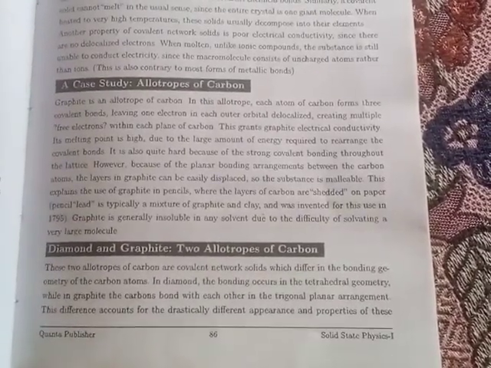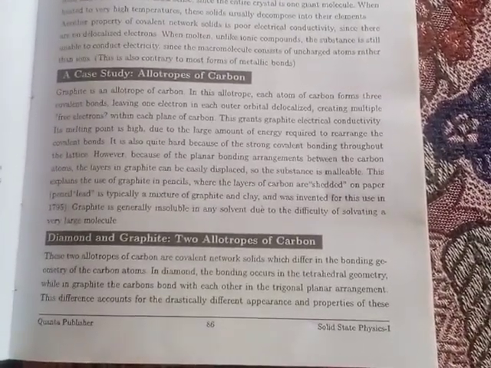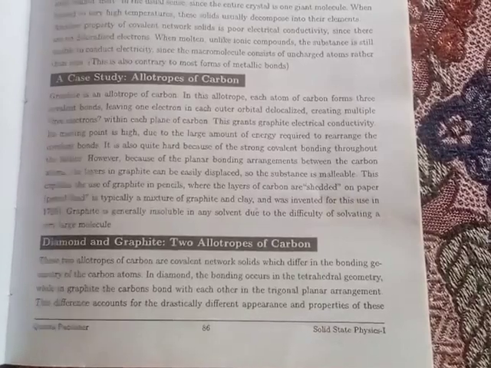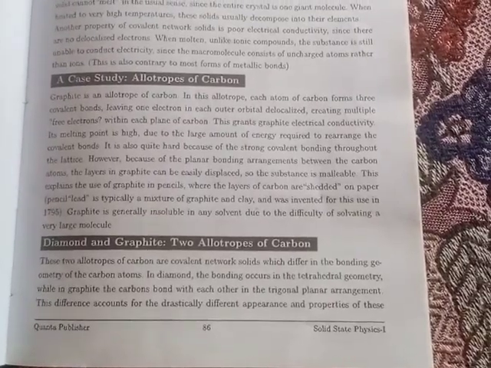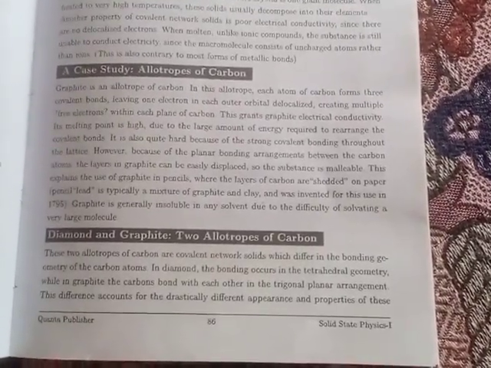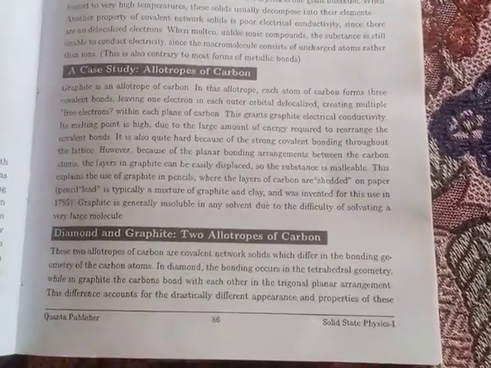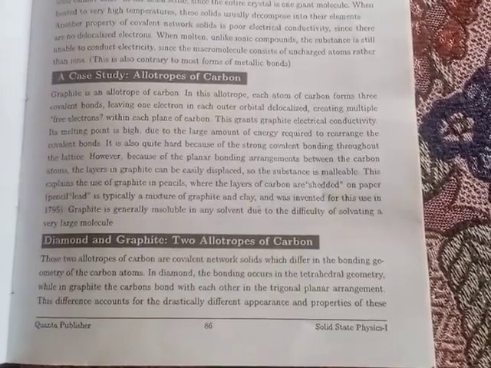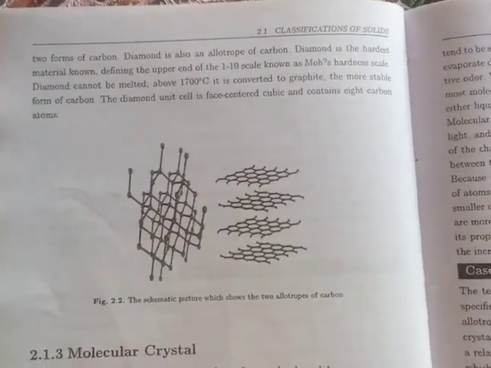Diamond and graphite, two allotropes of carbon. These two allotropes of carbon are covalent network solids which differ in the bonding geometry of the carbon atoms. In diamond, the bonding occurs in the tetrahedral geometry, while in graphite, the carbons bond with each other in the trigonal planar arrangement. This difference accounts for the drastically different appearance and properties of these two forms of carbon.